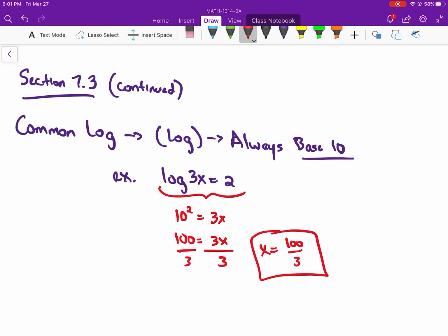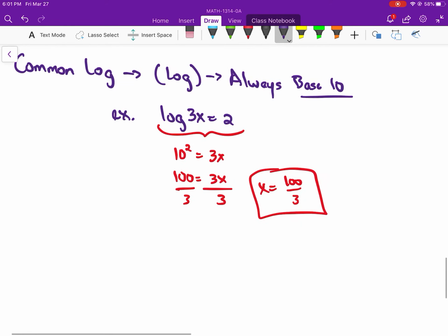Alright, so that's just one example there, so just be careful. If you see log by itself, that means that's common log, which means that is always a base of 10, okay? So there's our first one. Our second one is called natural log, okay? This one is on your calculator as ln.